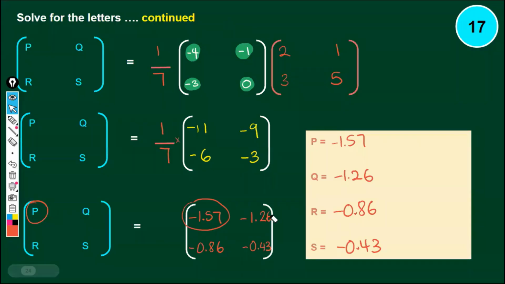This one here is supposed to be 1.29, not 6. My mistake. Thank you for letting me know.